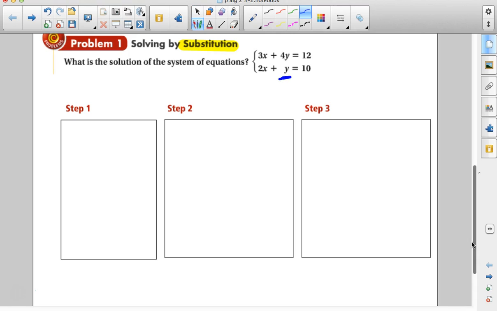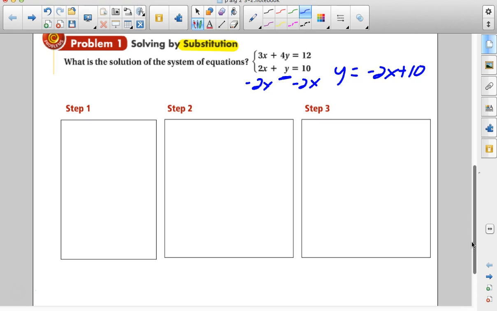Whenever you see a variable that's either by itself or has a negative in front of it, that makes this problem a really good candidate for substitution. Because I realize that to get y all by itself, all I have to do is subtract 2x from both sides. And it will be y equals negative 2x plus 10.